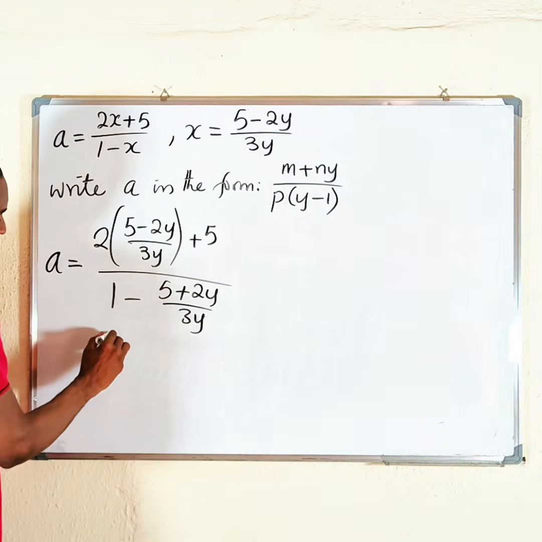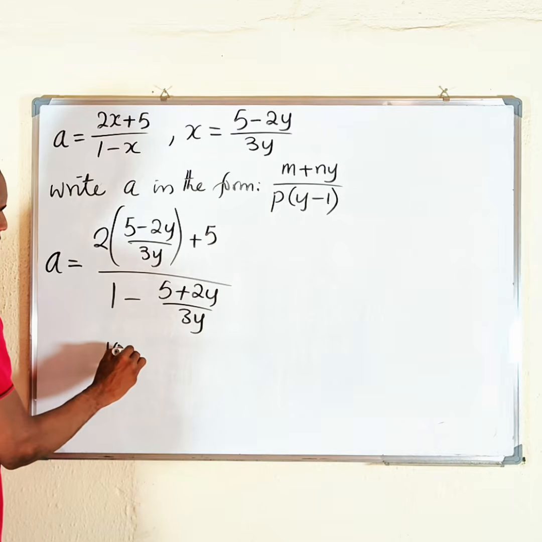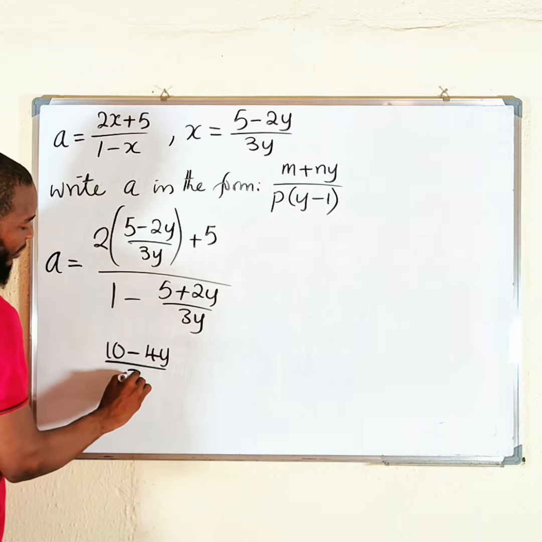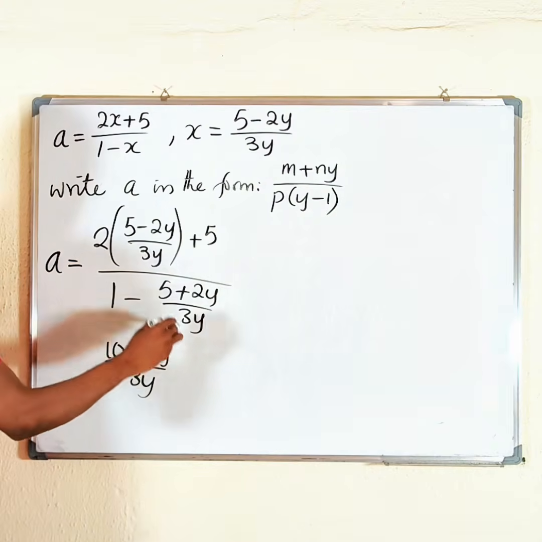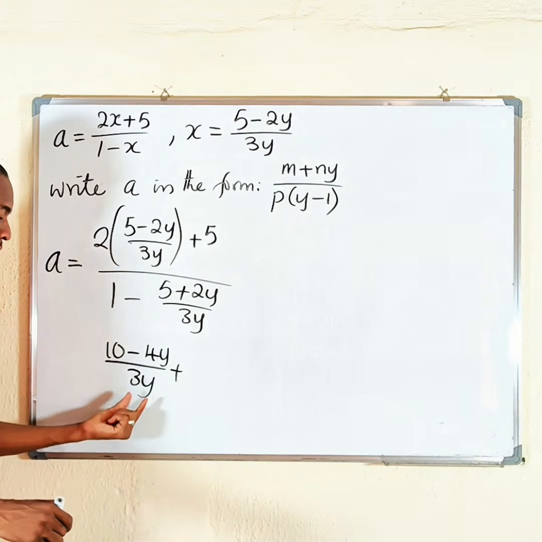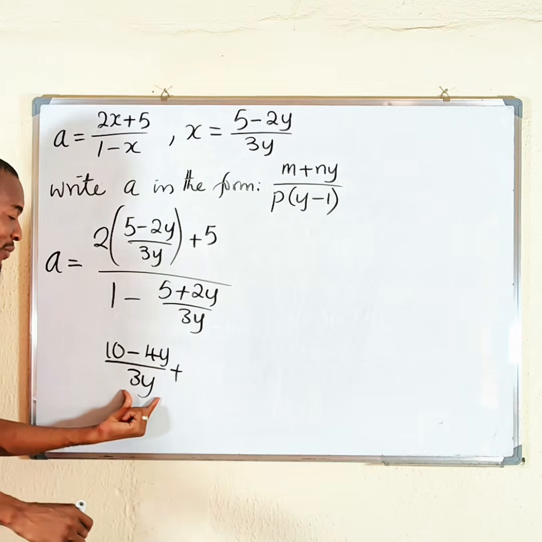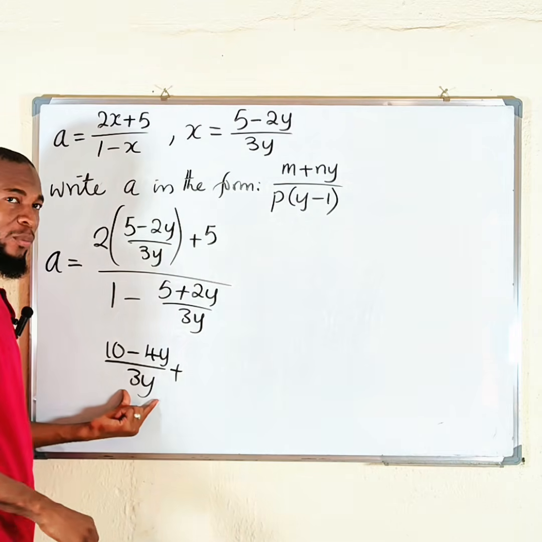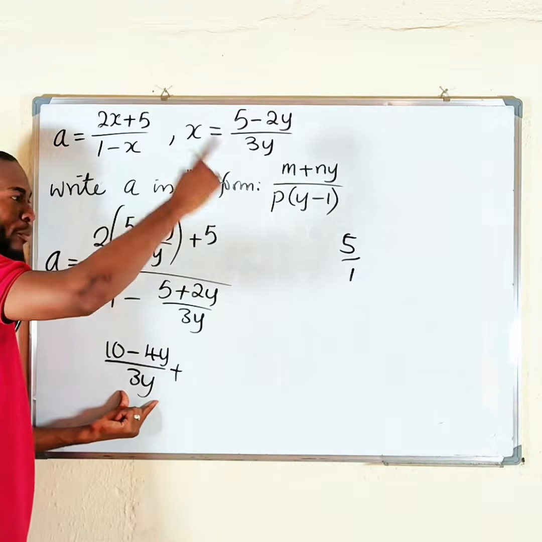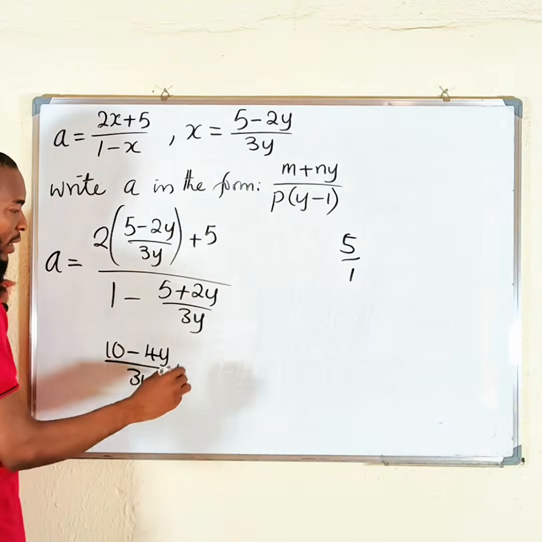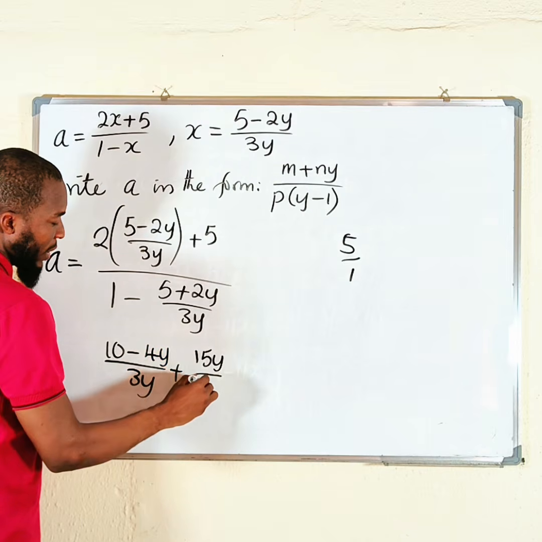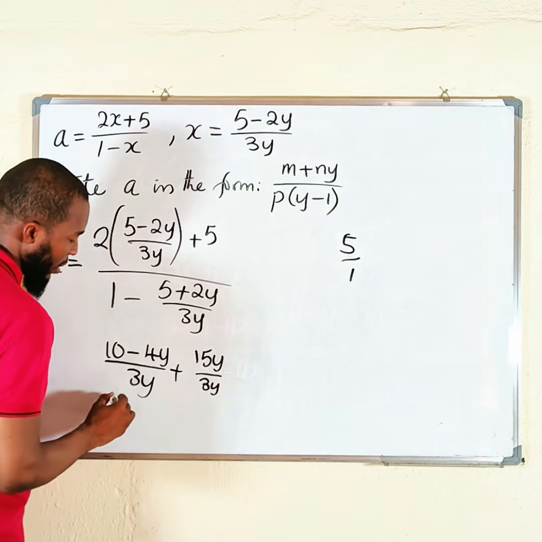Let me expand this. This is going to give us (10 minus 4y) on the top divided by 3y. This is the expansion of this one, plus 5. But this 5, I want to write it as a term with a denominator of 3y. So I multiply the top and the bottom by 3y. You know, 5 is the same thing as 5 divided by 1. Multiply the top and the bottom by 3y. So this is going to give us 15y divided by 3y.